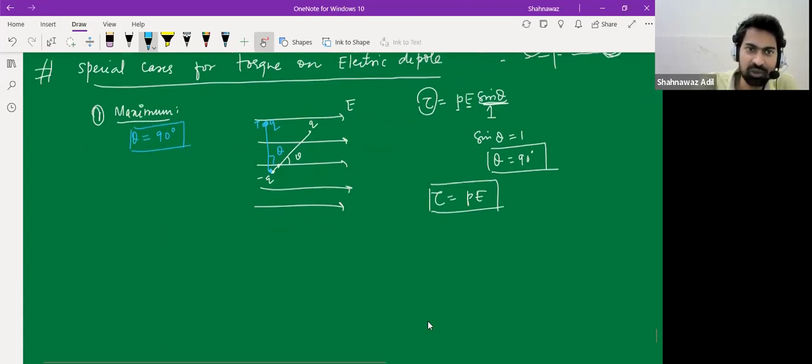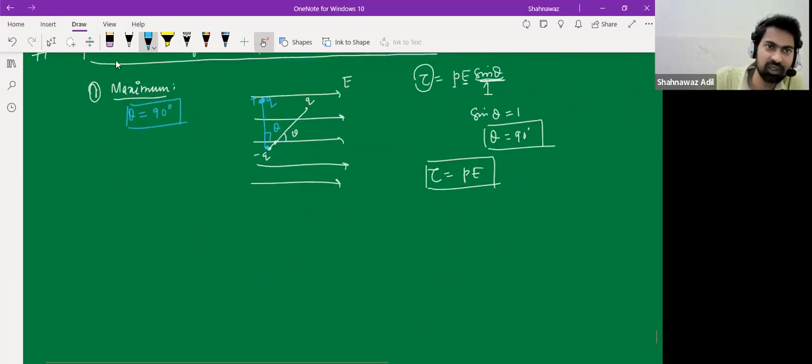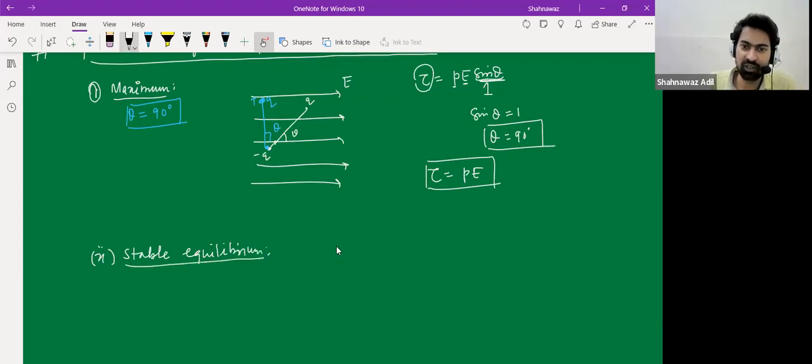And then let me talk about this second case. You guys note down. Okay, so one would be the minimum, or this is also called the stable equilibrium. Okay. So in this stable equilibrium, you have this electric field, right?